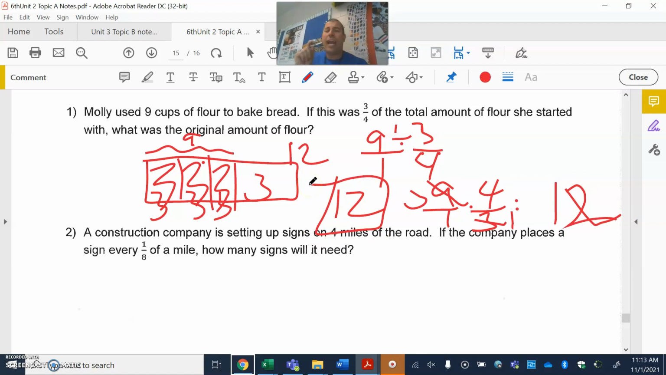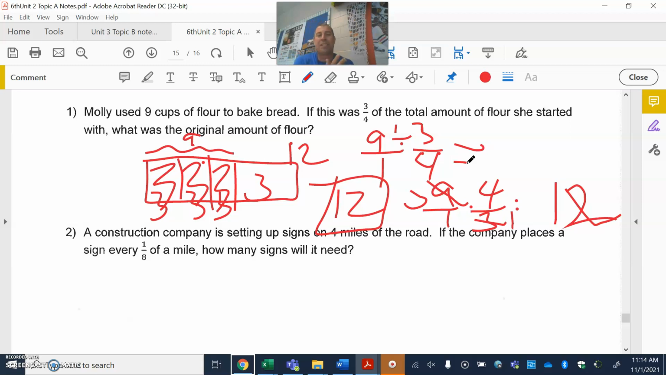So if you're okay with that, we've got 9 and it's being broken up into 3/4, run with your division problem. If you do need the visual because you're like, I don't see what the total is and the breaking up, hey, listen, I get that. All right. One more here.